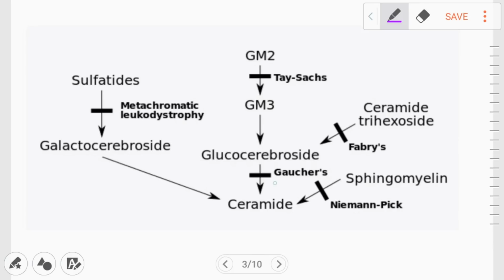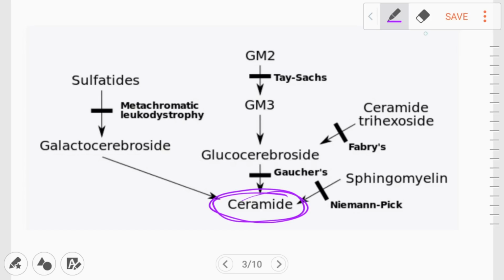Now this is a diagram which is crucial to our discussion of sphingolipidosis. This is the normal sphingolipid degradation pathway, which means that the final product of sphingolipid degradation, as you can see, is ceramide. If there is any problem in reaching this final product, we can end up with a sphingolipid disorder.